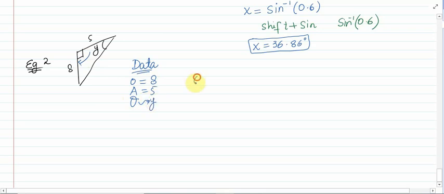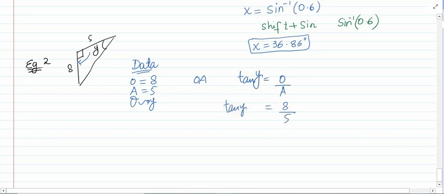Write down the two letters separately, O and A. So OA comes in tan. It will be tan. Angle is y. Opposite divided by adjacent. Opposite is 8, adjacent is 5, and that is tan.